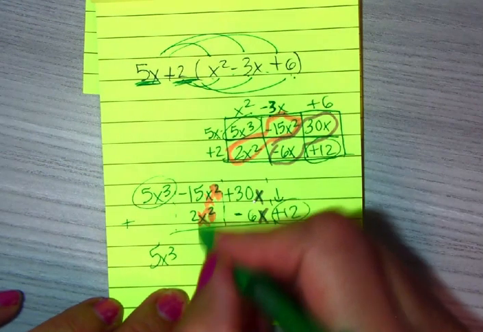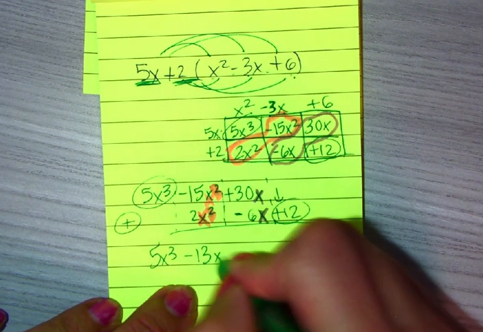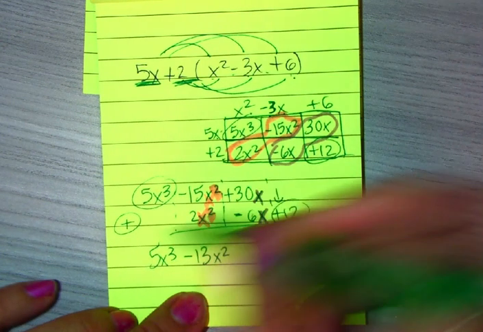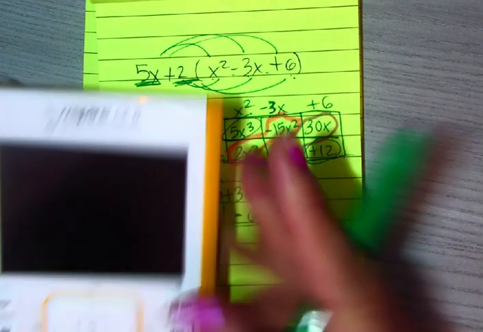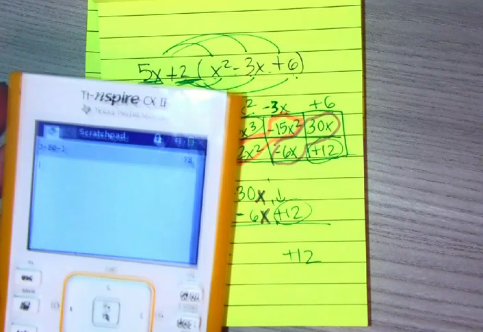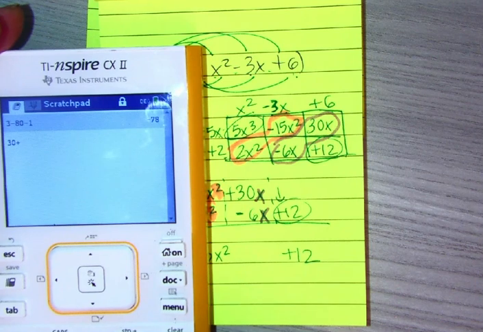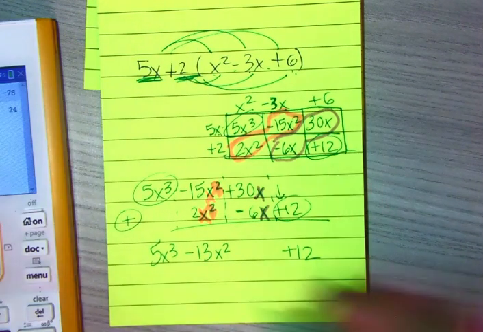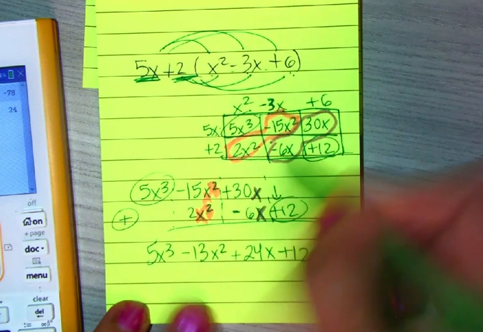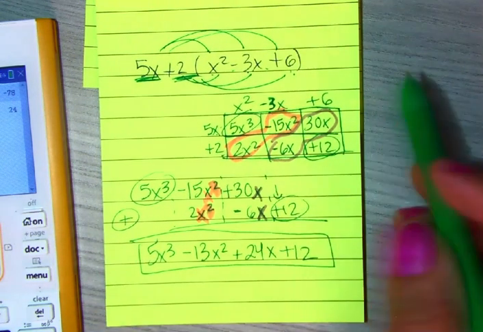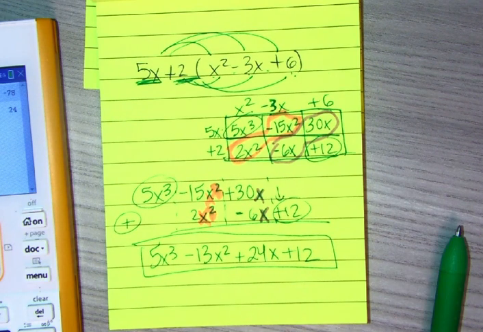So negative 15 plus 2, that's negative 13x squared. And then 30 plus negative 6. For those of you who don't understand the negatives, you can always type it in your calculator. 30 plus negative 6, so that's 24. All right, so this is the final answer to the trinomial times binomial given. And I hope this video helps you understand how to multiply.